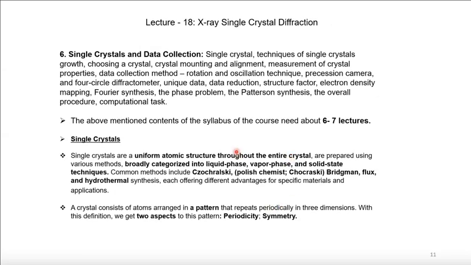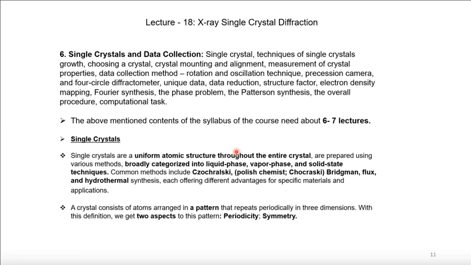So I said that we now start the single crystal, and the syllabus we are following. The 6th chapter of the syllabus is single crystal and data collection. And there we will see for a single crystal the techniques of single crystal growth, choosing of a crystal, crystal mounting and alignment, measurement of crystals, data collection, data reduction, and other things. So we need about 5 to 6 lectures to complete the above mentioned content of the syllabus.